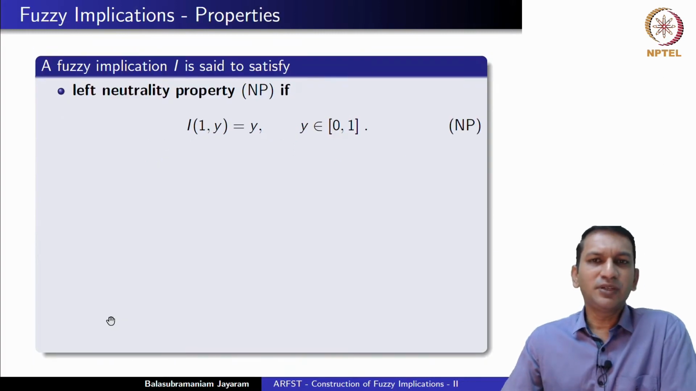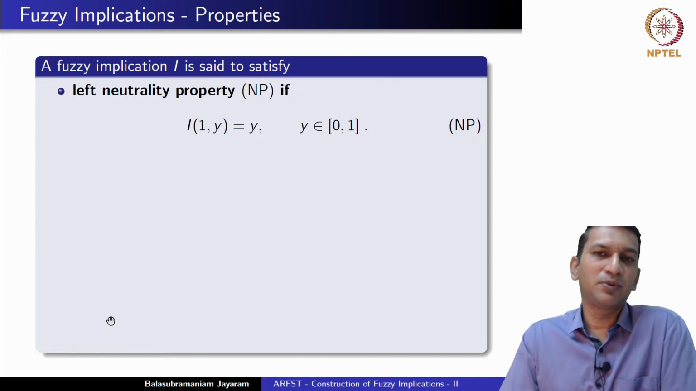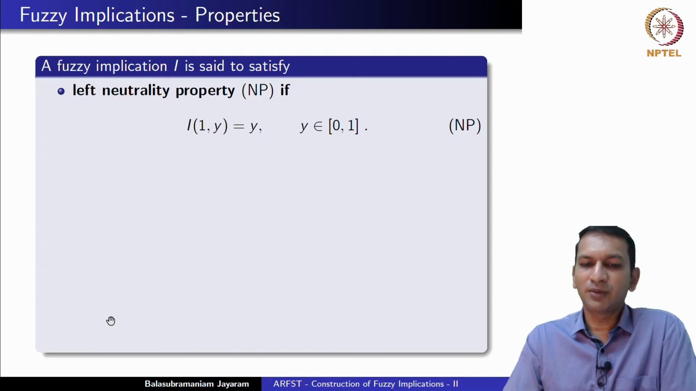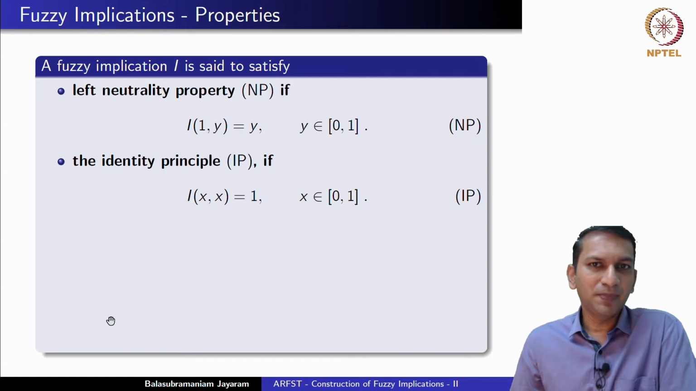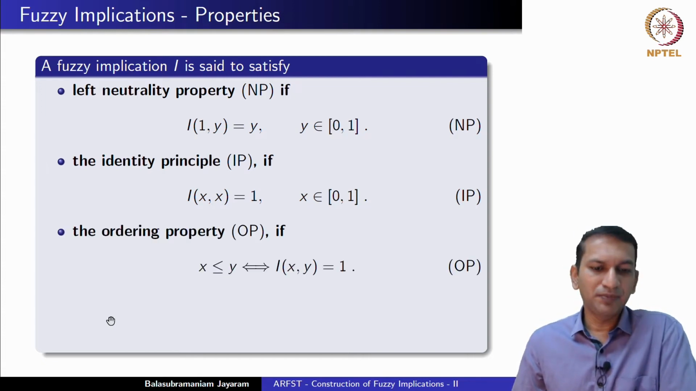Then we went on to discuss what desirable properties SN implications satisfy. The first of them is the left neutrality property, or just simply the neutrality property, which says that I of 1, y should be equal to y. We have seen that this property is held by all SN implications. The next property is that of the identity principle. We have seen that not all SN implications satisfy this property.